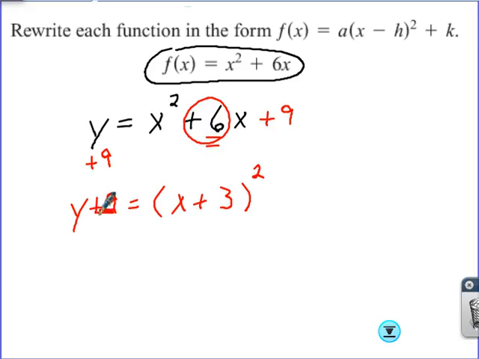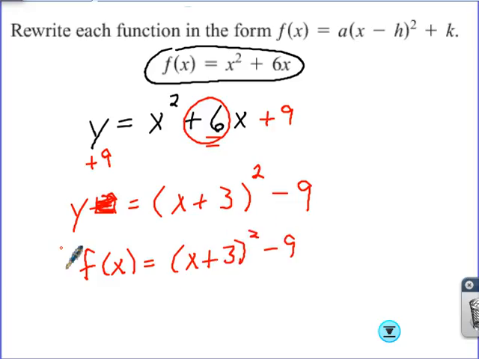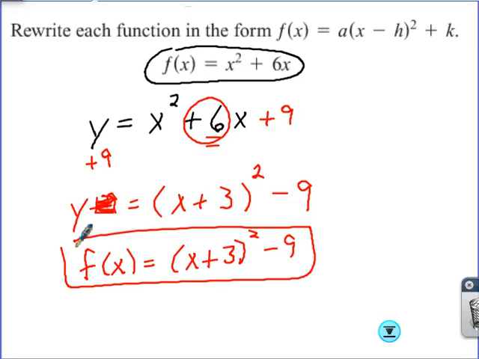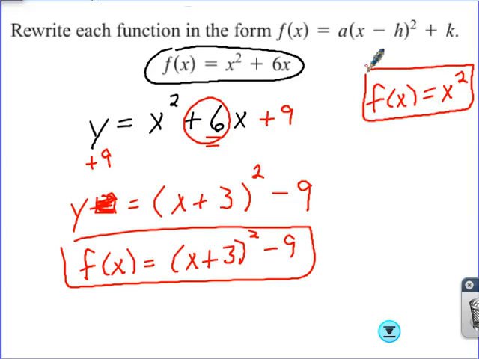Last step, take this plus 9 and move it back over to this side. This is in transformation form. So now I have f of x equals x plus 3 squared minus 9. The parent function for all parabolas is x squared. That's the daddy of the parabolas. This is your basic x squared parabola that's been shifted a little bit left and a little bit down.